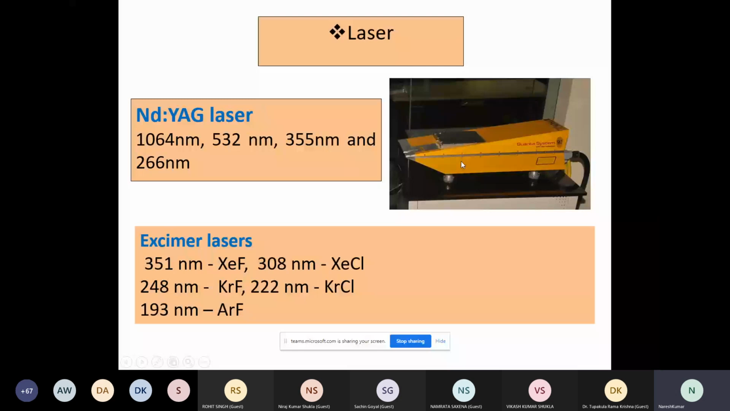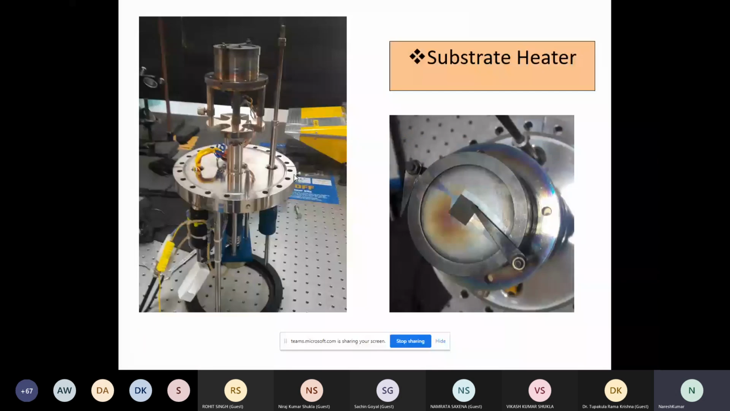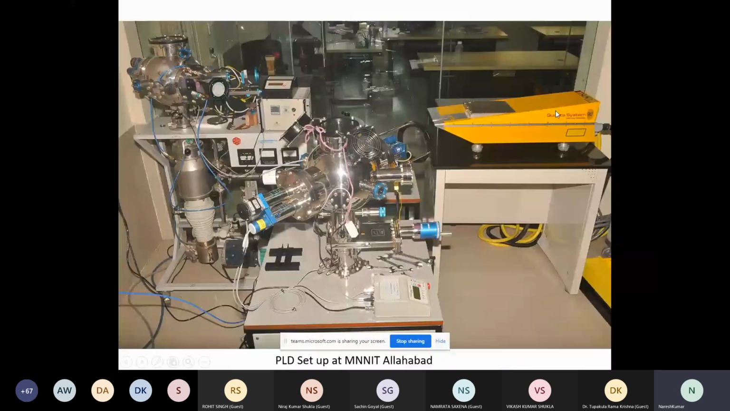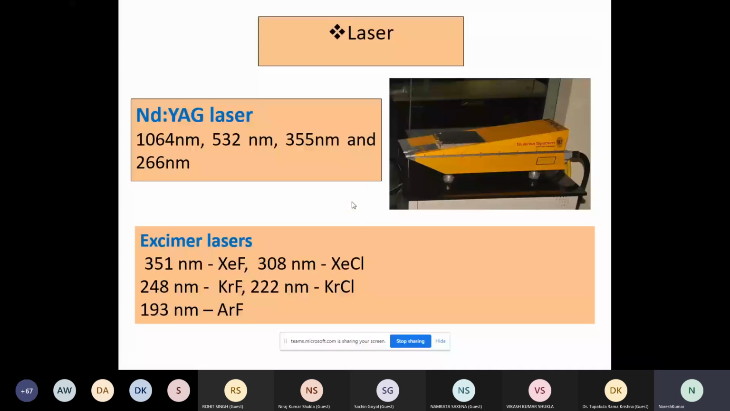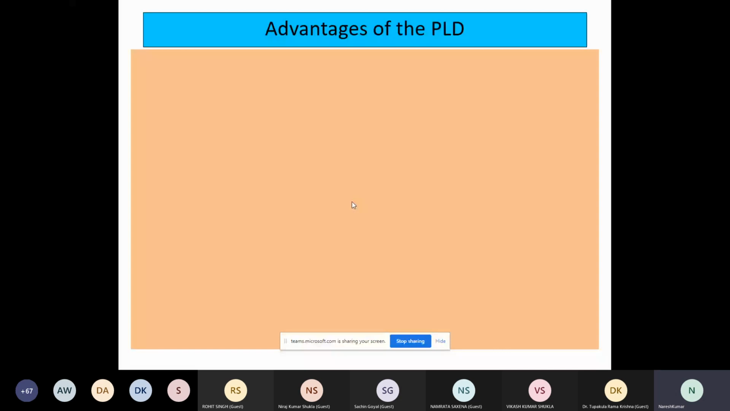Now, I said that there are two important parts of it. One is this laser. Second is the chamber. And the chamber has, as I said, a heater, which is a very important part. I have shown it. And the others are vacuum components. If you have funds, you can use a turbo molecular pump. Otherwise, initially I started with a DP based PLD chamber. Then later on we could upgrade to a chamber with a turbo molecular pump, right? So that's how we can have a PLD system.